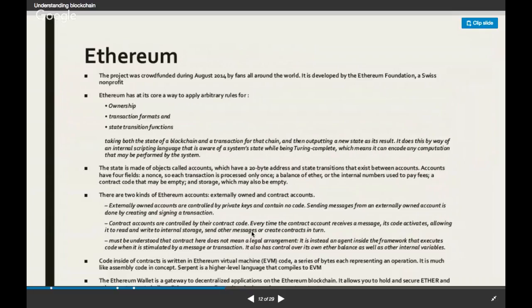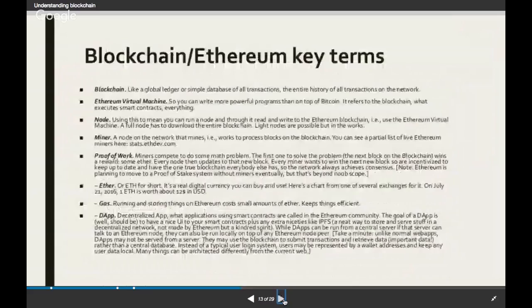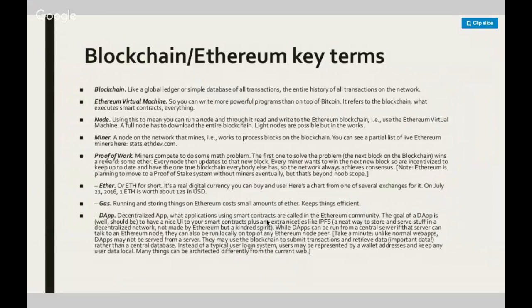I think I have covered a lot as far as Ethereum is concerned. I think we've already covered it in an earlier session. I'll probably cover it later in a session dedicated to Ethereum. But just to give you an idea about some of the blockchain and Ethereum related terms, first is blockchain.